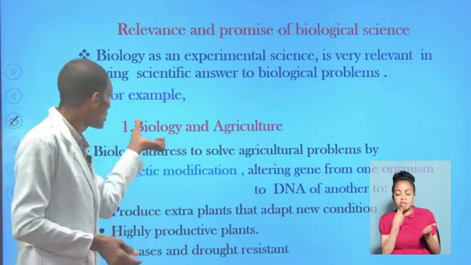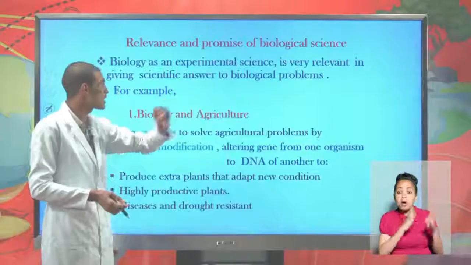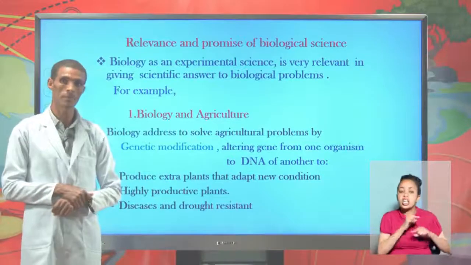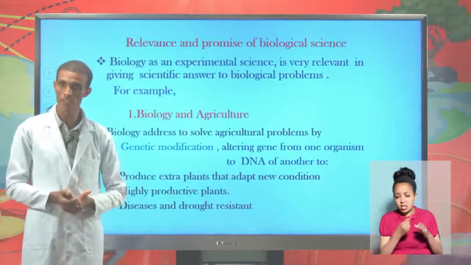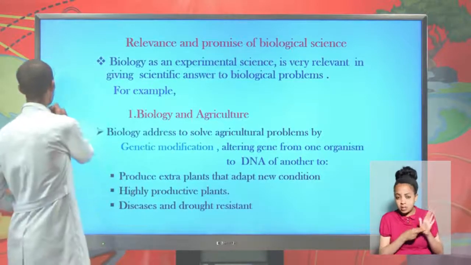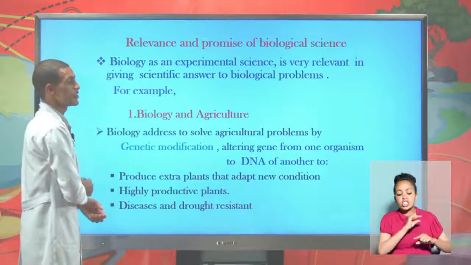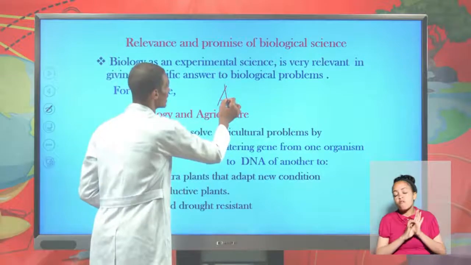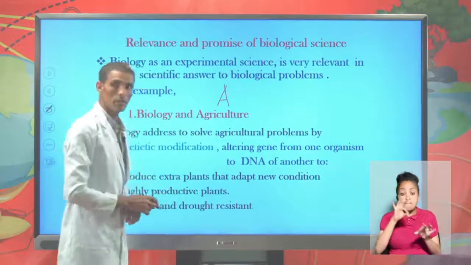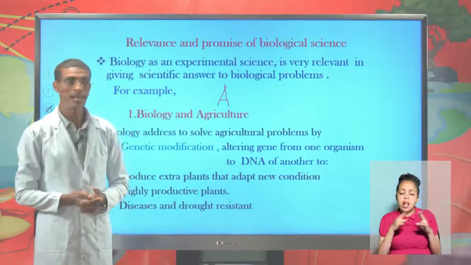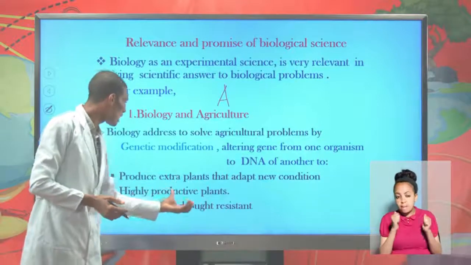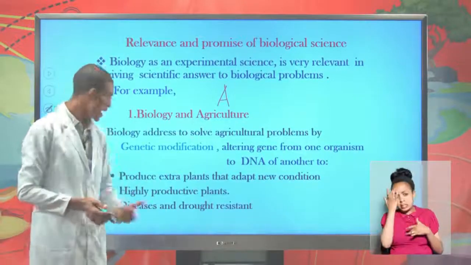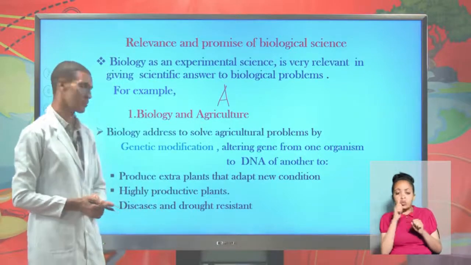The contribution of biology to agriculture is great through genetic modification. When we say genetic modification, we mean a means of transferring a gene. Let's say a plant is highly productive, highly resistant, and capable of resisting droughts. It may be resistant to disease. It may be resistant to pests.